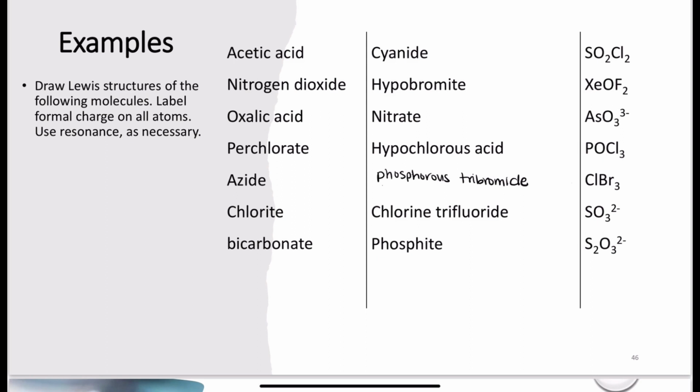So please change this one to phosphorus tribromide. It should not be what's listed in your notes if it's still listed incorrectly. If it is listed as phosphorus tribromide, leave it as is. That means you've gotten the corrected version of the notes. So phosphorus, P, 5 valence electrons. Tribromide, that means 3 bromines, 3 times 7 valence electrons. 3 times 7 is 21 plus 5, 26 valence electrons.